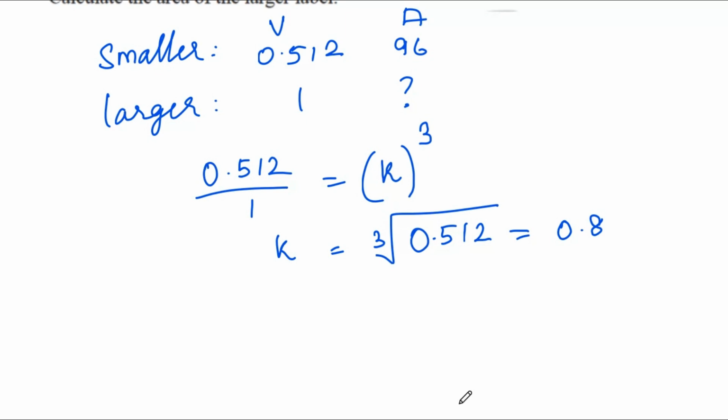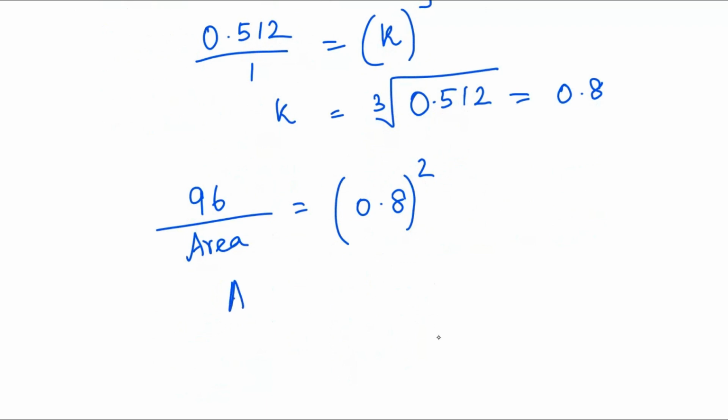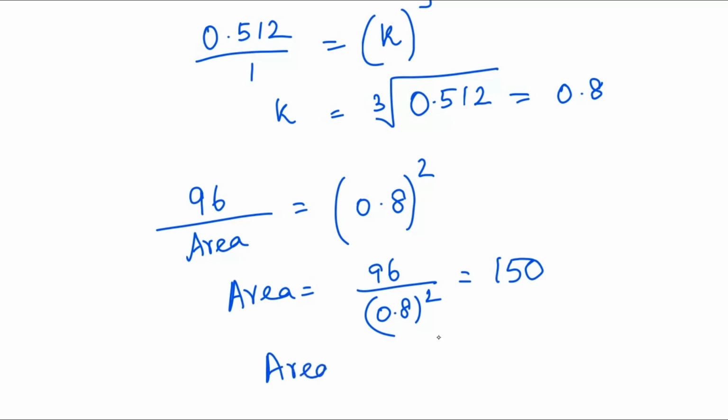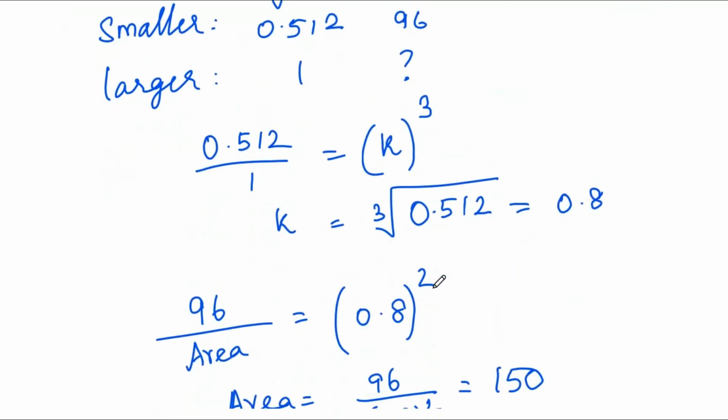By using this scaling factor, we are going to find the area of the larger label. So for that, we will use the ratio 96 divided by area of the larger label equal to the scaling factor, the whole square. Now make area the subject. Area is equal to 96 divided by 0.8 the whole square, which is 150. So the area of the larger label is 150.